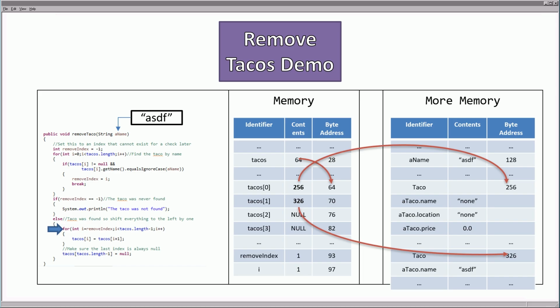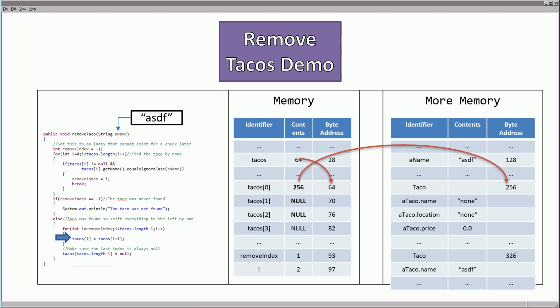Now we shift all of the values over. So then we go over here and we assign tacos at index 1 equal to the value held in tacos at index 1 plus 1, in other words, tacos at index 2. Tacos at index 1 becomes null, which means we have now lost the reference to that object. Now we increase I by 1, which it becomes 2.